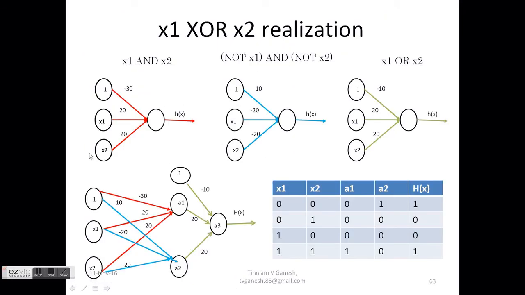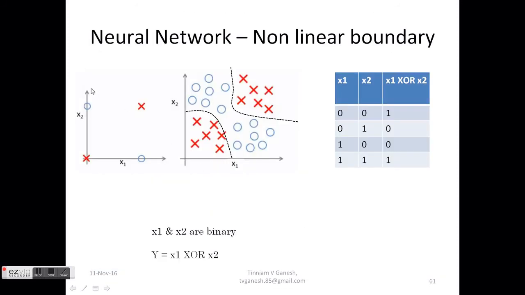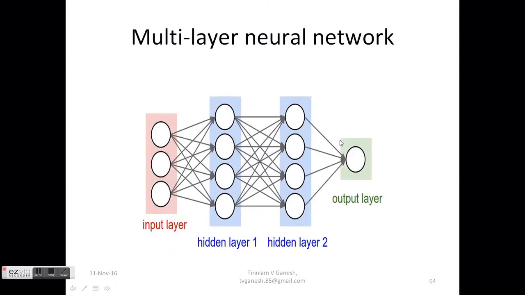Similarly, you can use a complex combination of neural networks using an AND, a NOT and an OR gate. You can combine them to actually do an XOR realization. This is an AND gate, which I have shown in red. This is NOT x1 and NOT x2, which is this one, and finally the OR gate. If I combine these, I actually get an output which is an XOR gate, which is what this problem was. So you can use networks to create nonlinear decision boundaries.